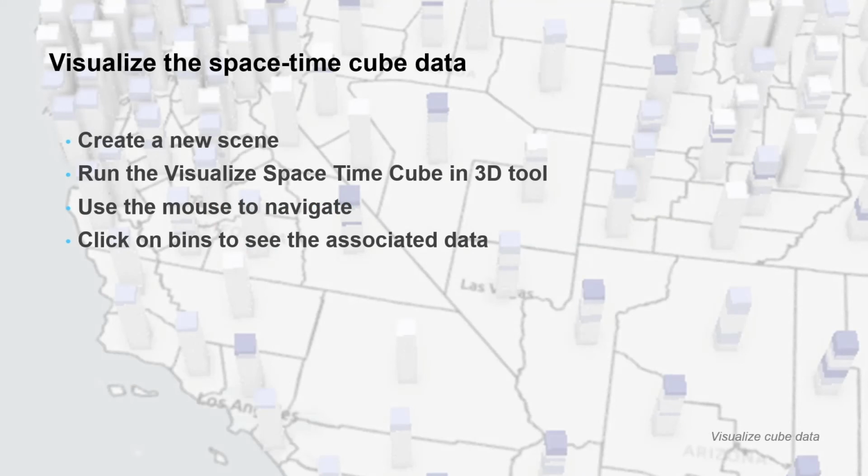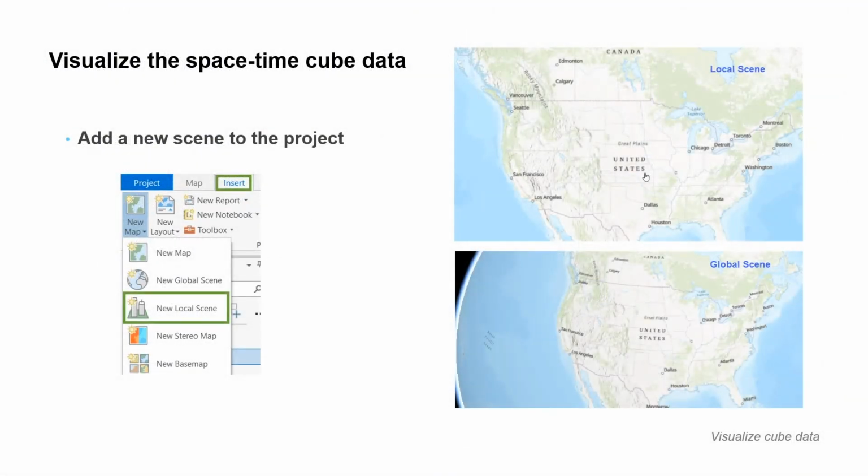Visualizing the cube involves creating a new scene, running the Visualize Space-Time Cube in 3D tool, then navigating with your mouse around the scene and clicking to explore the cube data. First, add a new scene. On the Insert tab, depending on the scale of your analysis, you can either add a new local or a new global scene. Selecting local or global really just depends on whether you want the map to reflect the curvature of the Earth or not. Here, we'll create a new local scene.